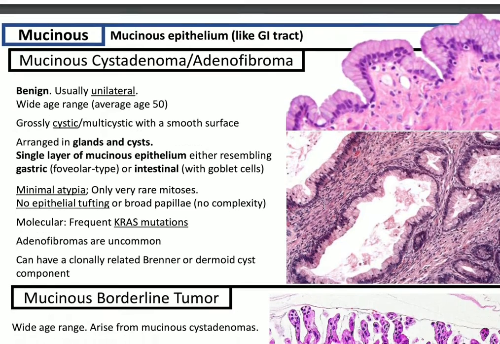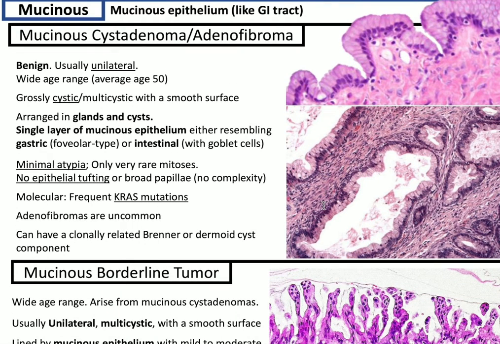Let's talk about mucinous. You can have your benign mucinous cystadenoma, adenofibroma. This is benign, usually unilateral. The average age is 50. It's grossly cystic or multicystic with a smooth surface, and it's arranged in glands and cysts. You'll have a single layer of mucinous epithelium, either resembling gastric or foveolar type, or intestinal with goblet cells. There's minimal atypia and only very rare mitoses. There's no epithelial tufting or broad papillae, and it's driven frequently by KRAS mutation, and mucinous adenofibromas are uncommon. And it can have a clonally related Brenner or dermoid cyst complex.